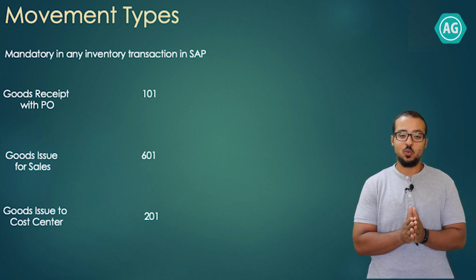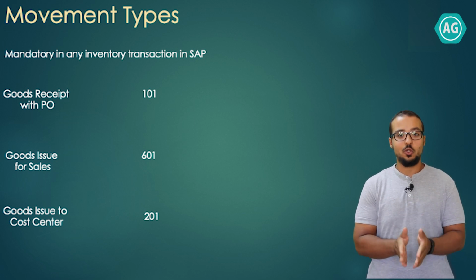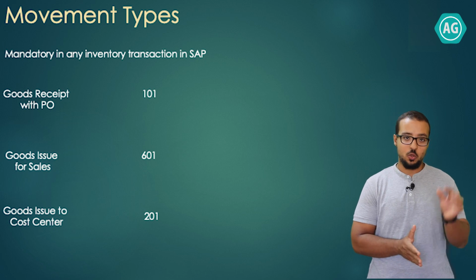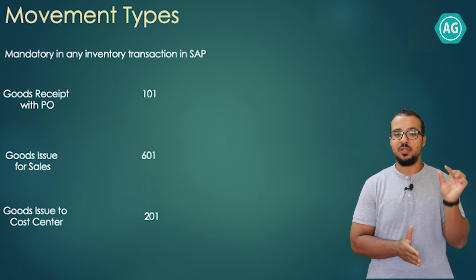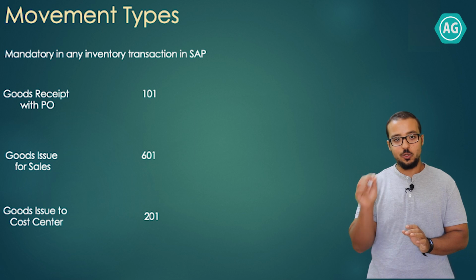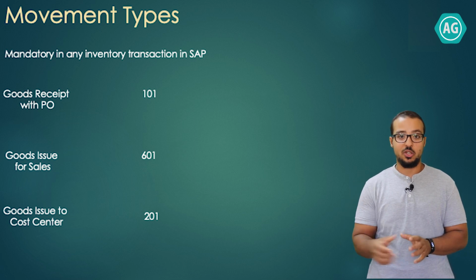So the movement type is one of the most important configuration objects in material management, and it's also one of the most complicated ones. So the movement type is a part of material management configuration, and we will also have a look on this in the demonstration today.